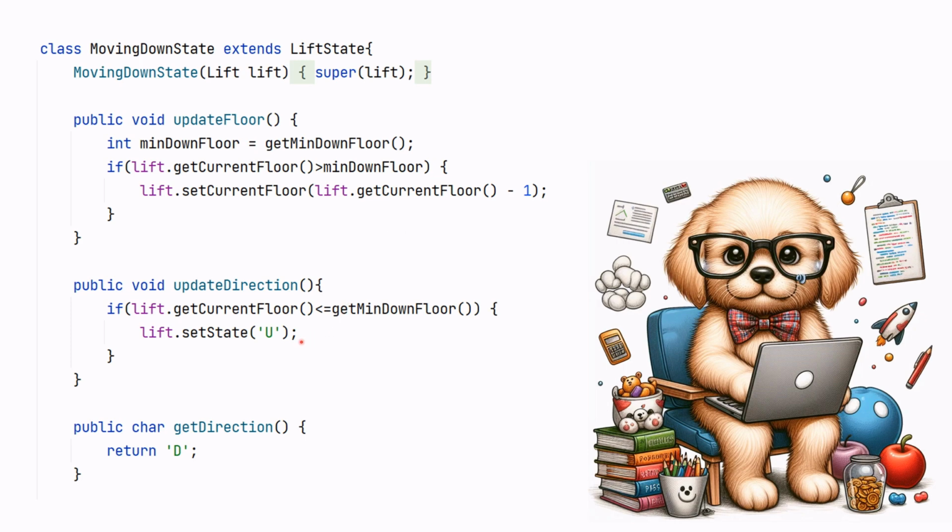Again, the update direction also checks whether the lift has reached its minimum point or not. If it has reached, then it changes the direction to move going up, that is U. Get direction, since this is an implementation of the moving down state, will always return D.